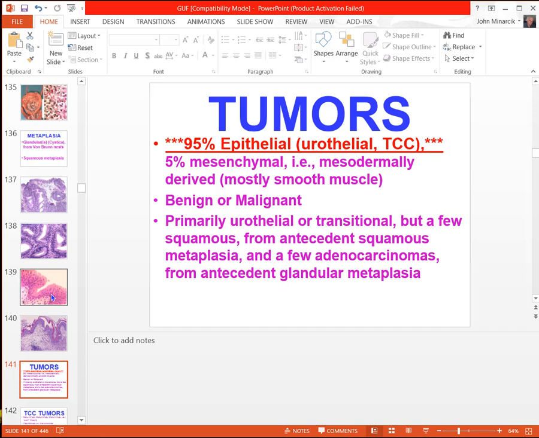And we said this several times already. I didn't have to surprise you, but most of the tumors that are epithelial of the lower urinary tract, actually it's the epithelium of the urinary tract, which is called urothelium, and histologically they're transitional cells. So let's make it easy. Most tumors of the lower urinary tract are transitional cell carcinomas.